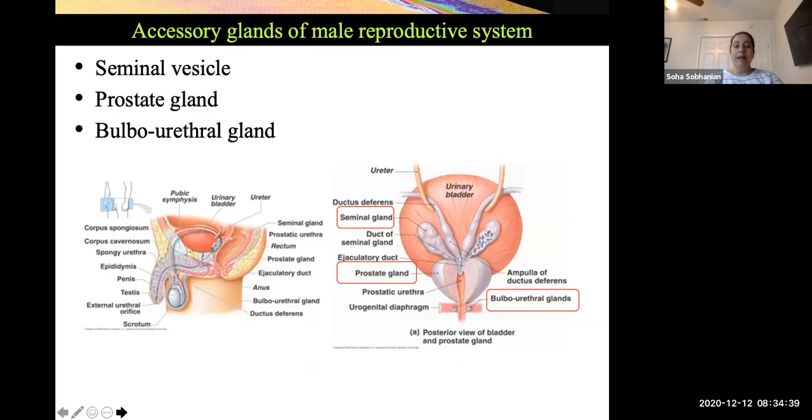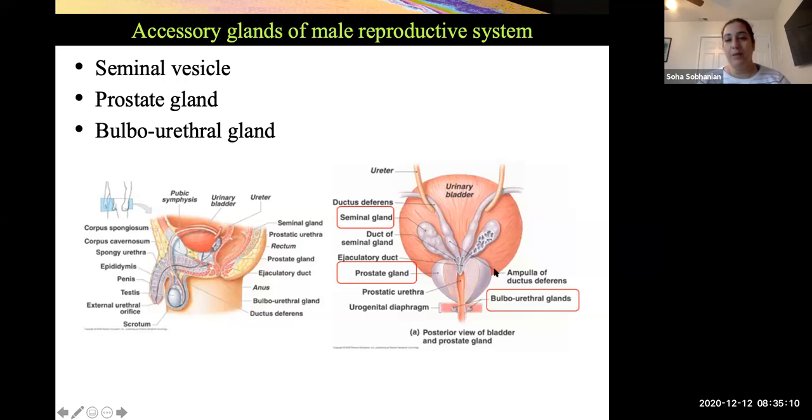So now we have looked at the path of the sperm and semen through the reproductive system. So what are the accessory glands that basically make all of this possible? We have mentioned them: the seminal vesicle, the prostate gland, and the bulbourethral gland. First of all, focus on the location of each of these glands. If I ask you, where is the location of the seminal vesicle glands? They're sitting posterior to the bladder.